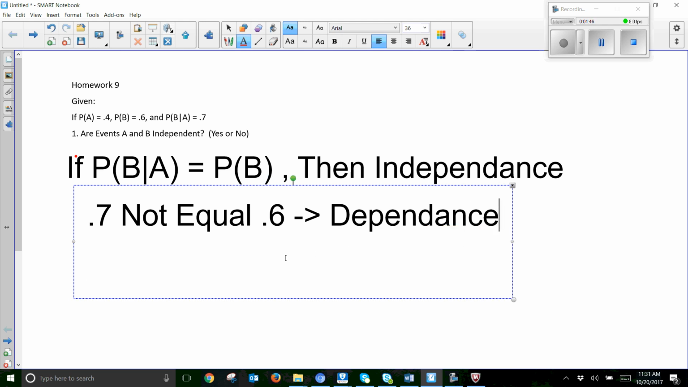Alright, so that's problem 2. So these events are not independent.